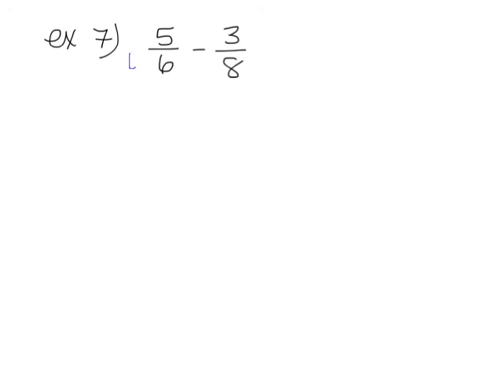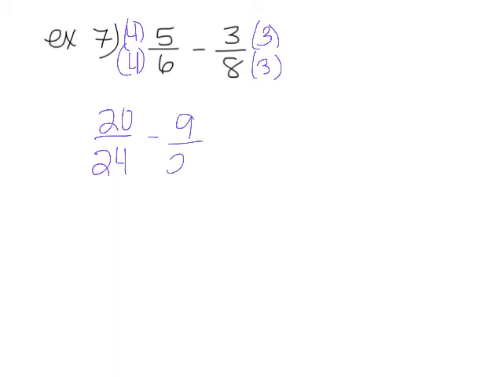So that means I have to multiply this side by 4. And I'm going to multiply my 8 by 3. So I'm going to get 20/24 minus 9/24. And when I subtract those, I'm going to get 11/24. So yours, if you used a different denominator, should have simplified to 11/24 as your final answer.